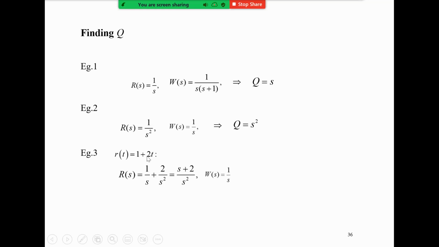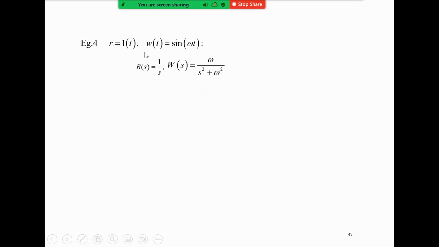Okay, here is another example, right? We have this R in this form. You can say that it has a step and also it has a ramp. Put them together, we only look at the unstable factor, which is S square. Of course, this one is S. So just similar to example 2, we know that Q equals S square.